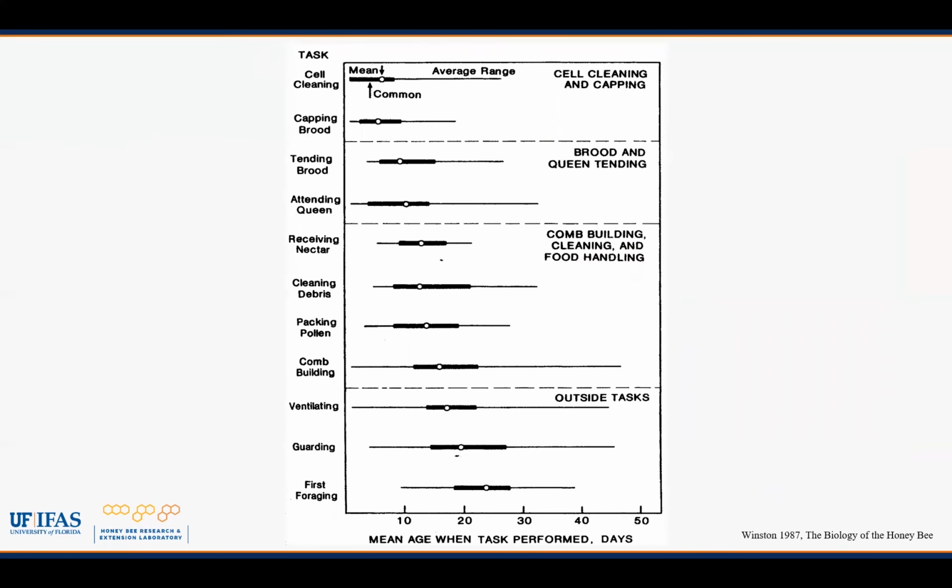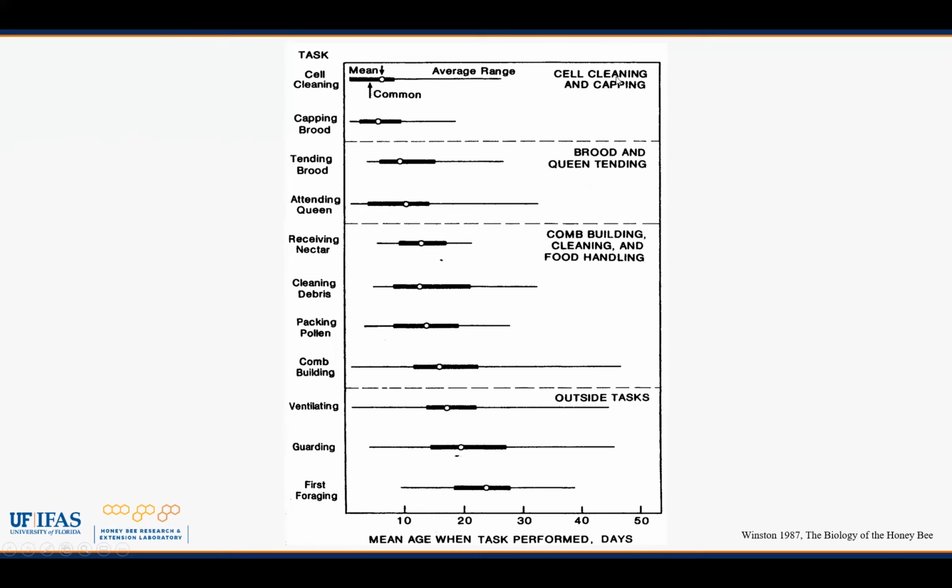So probably many of you have seen this graphic from Mark Winston's 1987 book, The Biology of the Honeybee. It's a really good book. And as I've shared with you, there are 4 general broad categories of honeybee behaviors: the cell cleaning and capping behaviors, the brood and queen tending behaviors, comb building, and outside tasks. And within each of those categories, Dr. Winston shares with you the types of specific tasks that are in each of those.